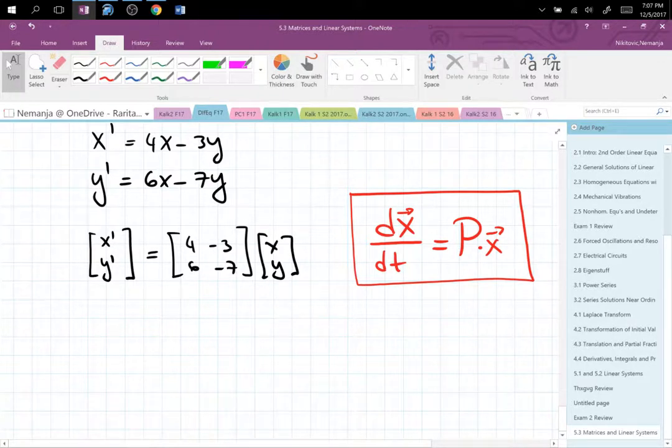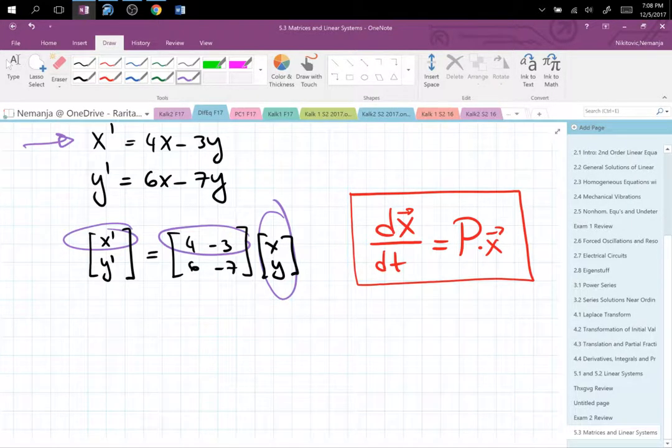So we know now how to transform a system. At this point in time, it doesn't matter how many equations you get. Each equation will represent one row in this matrix. And you can see that if you take this one and multiply it here, equaling it to this x prime, you get the first equation. So 4x minus 3y is equal to x prime, which is the first row. Again, x, y on 6 and negative 7, 6x minus 7y, so we do multiplication, and then y prime on the left.